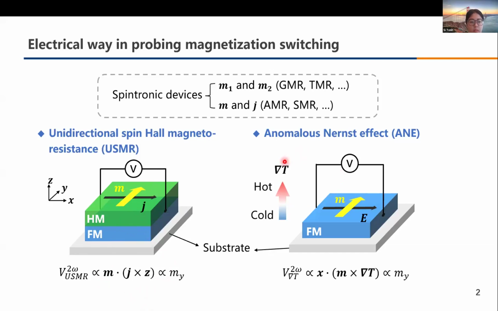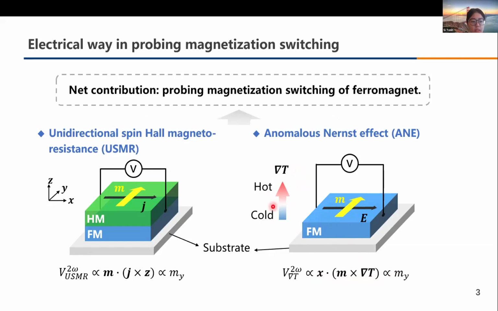It generates a voltage that is perpendicular to both the heat flow and the magnetization direction. As a substrate, it dissipates heat much faster than the air. It creates a temperature gradient along the z-axis. And when the electric field and the measurement direction are both along the x direction, the ANE will produce a voltage that is proportional to x · (m × ∇T), which is also linearly related to my.